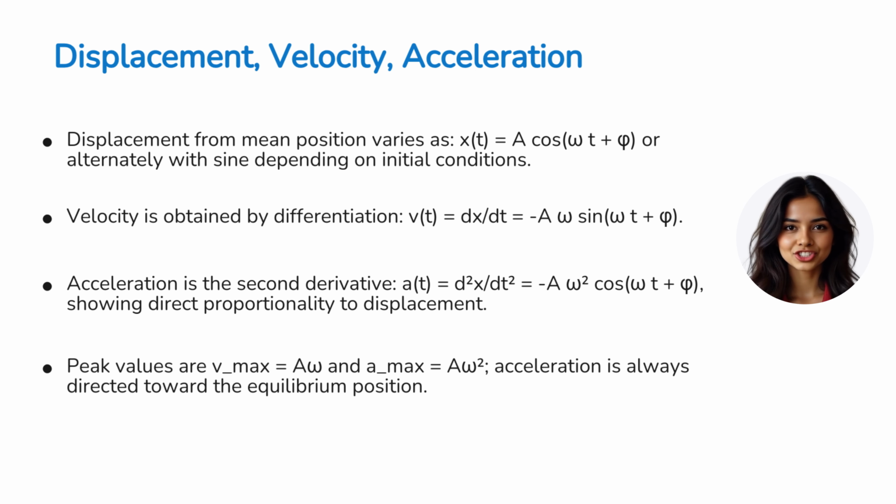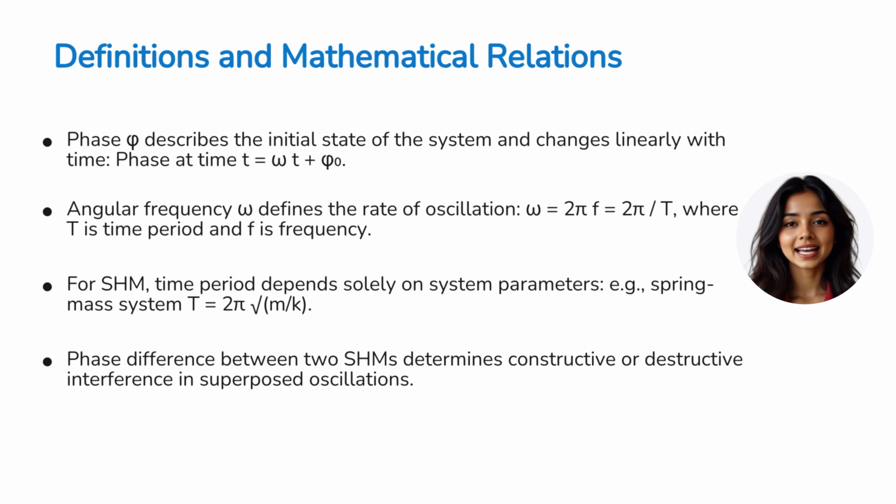These mathematical relationships reveal the elegant harmony underlying simple harmonic motion, helping us predict exactly how objects will move over time. Now, let's understand some key terms in oscillations that determine how and when the object moves. First up is phase, often denoted by the Greek letter phi. Phase tells us the initial angle or starting point of the oscillation in its cycle and changes linearly over time. At any time t, the phase is given by omega times t plus phi 0, where phi 0 is the initial phase at time 0.